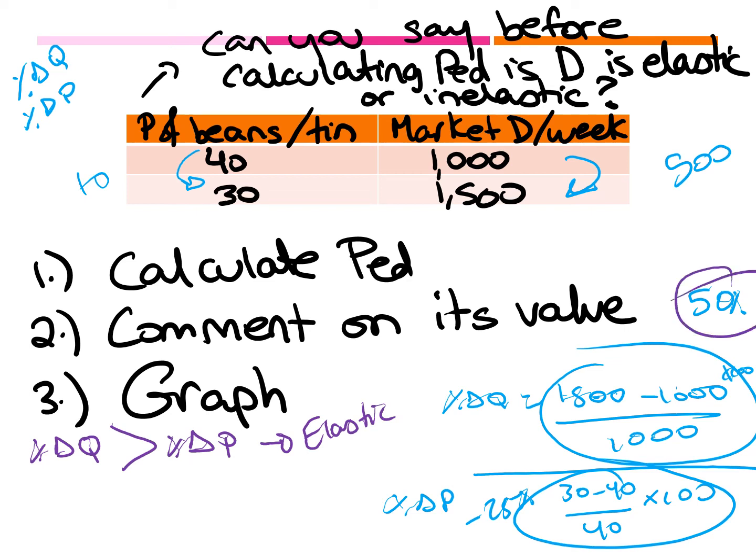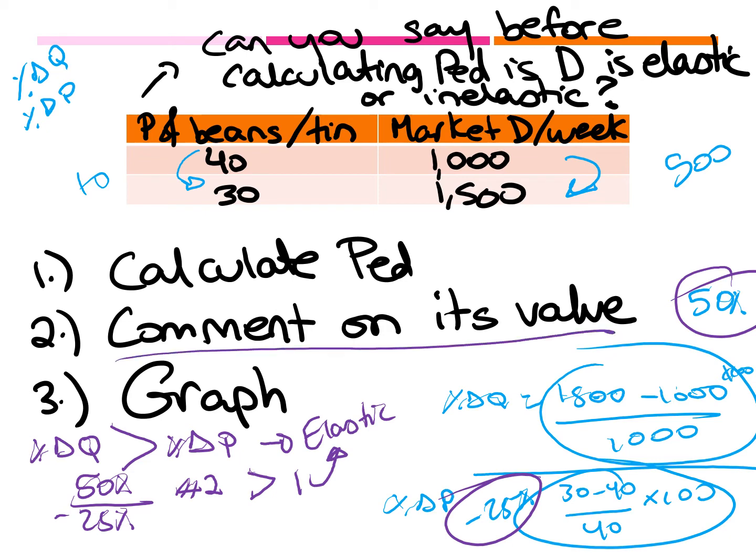So if I divide 50% by negative 25%, I would get negative 2. I ignore the minus. 2 is greater than 1. So yes, my demand is elastic. So when they say comment on its value, this is what I need to do. And I want you to try and graph.